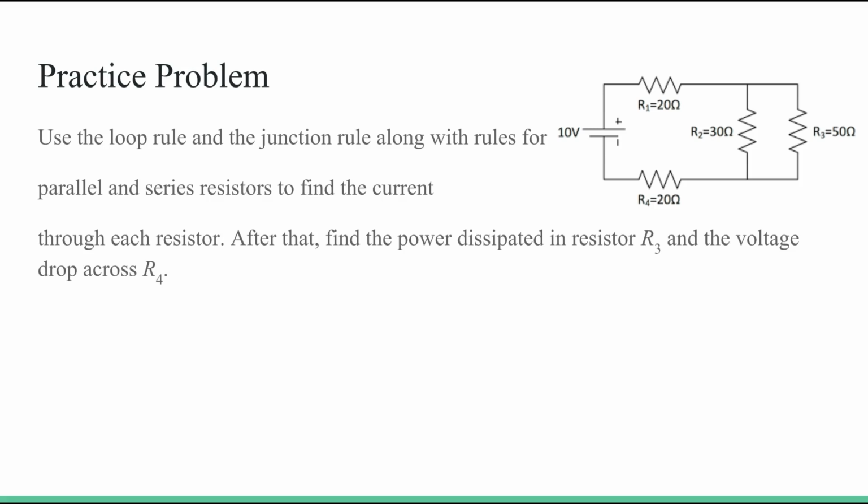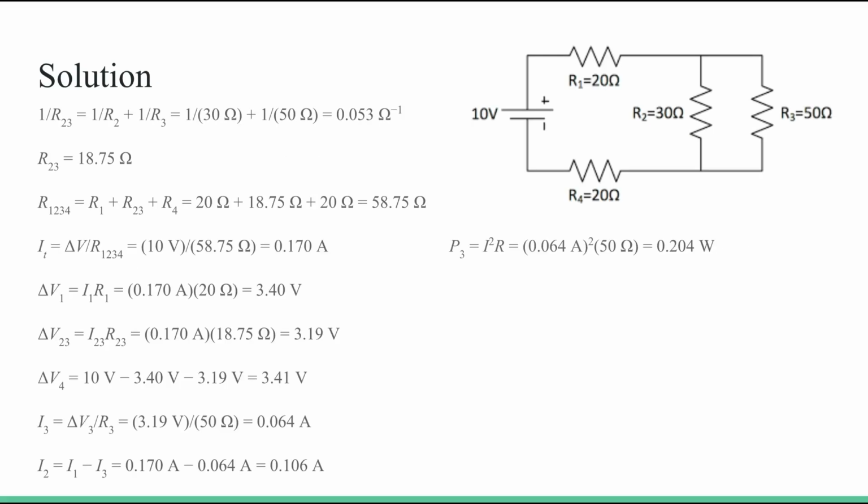Okay, so here's basically the final test. Use the loop rule and the junction rule along with rules for parallel and series resistors to find the current through each resistor. After that, find the power dissipated in resistor R3 and the voltage drop across R4. So here's the solution. It's a pretty long solution. So first, condense into one resistor. Yeah, 1 over R23.